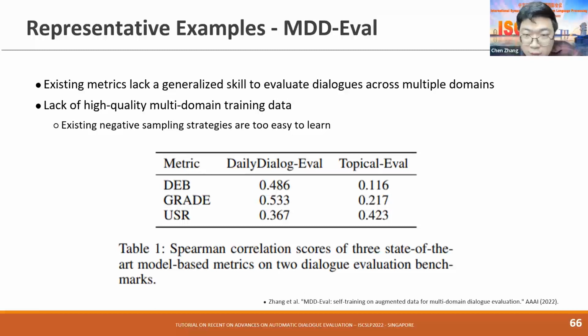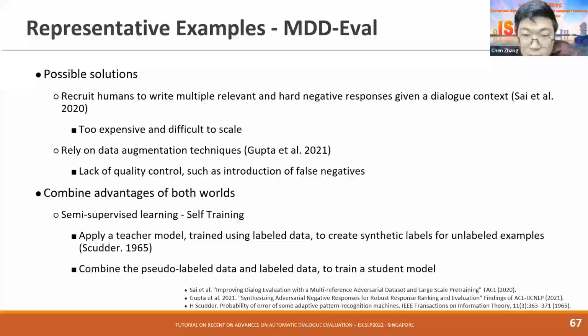So we want to design a metric that works well across different datasets or domains. How do we do that? There are two possible solutions. One is to recruit humans to write multiple relevant and hard negative responses given a dialogue context. This dialogue context can come from different domains like persona chat or daily dialogue. But this type of method to collect large scale multi-domain training data is very expensive and difficult to scale.